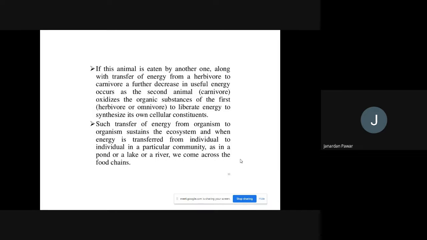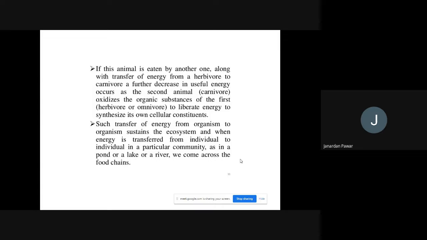Last one: such transfer of energy from organism to organism sustains the ecosystem, and when energy is transferred from individual to individual in a particular community, as in a pond or a lake or a river, we come across the food chain. So this way the food chain is created. The last one is talking about the energy which is transferred from organism to organism in the ecosystem, from one individual to another individual in a particular community, and this way the food chain is created.